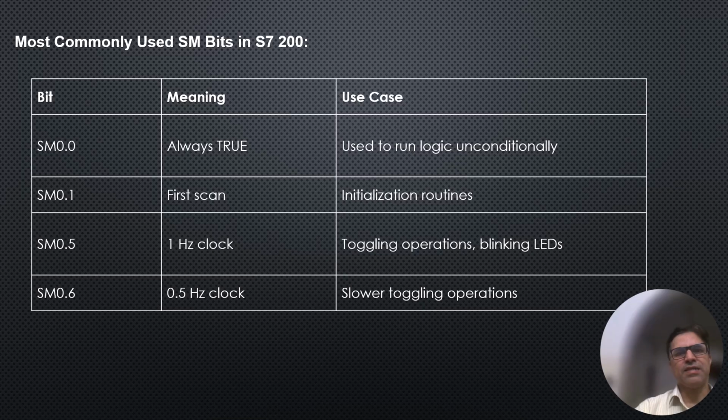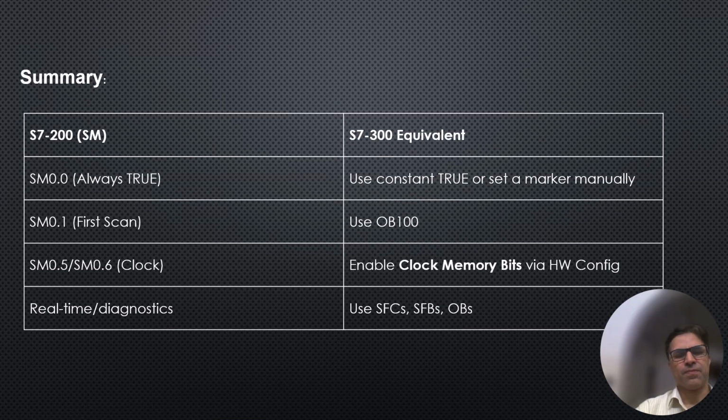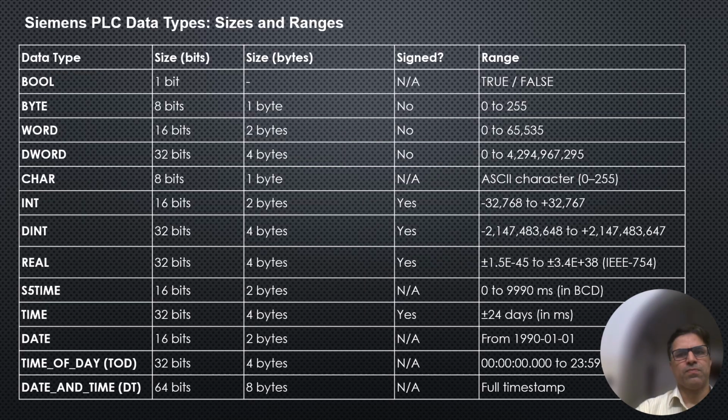But in S7-300, I will discuss it later. In S7-300, we open hardware configuration, then CPU properties, then we go to cycle clock memory, enable the clock memory, and assign a byte. If we use M0, then M0.5 becomes 0.5 hertz. Different types of clocks can be achieved by this. The same thing can be achieved in S7-300 as we get with special memory in S7-200.